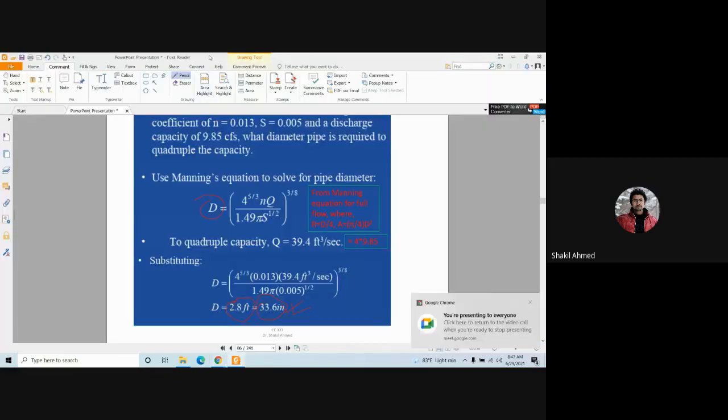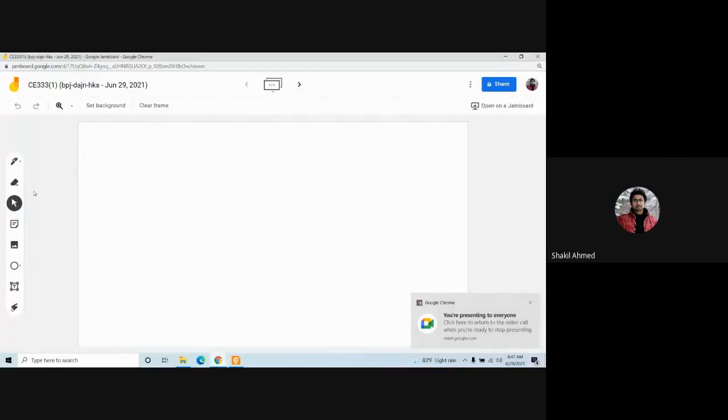In our last class, we discussed this problem where you have to calculate the value of the diameter of a pipe or a sphere.